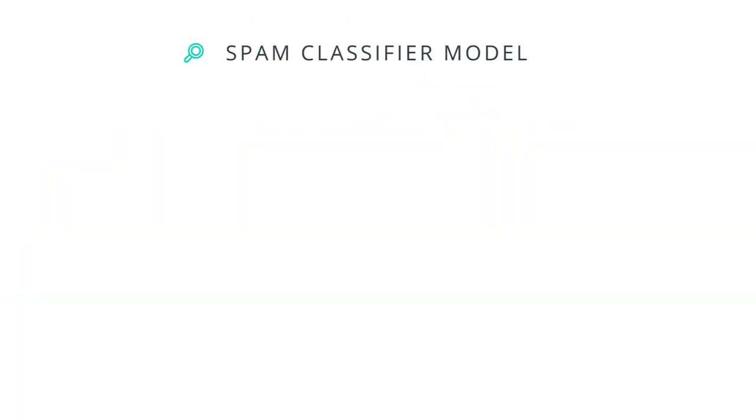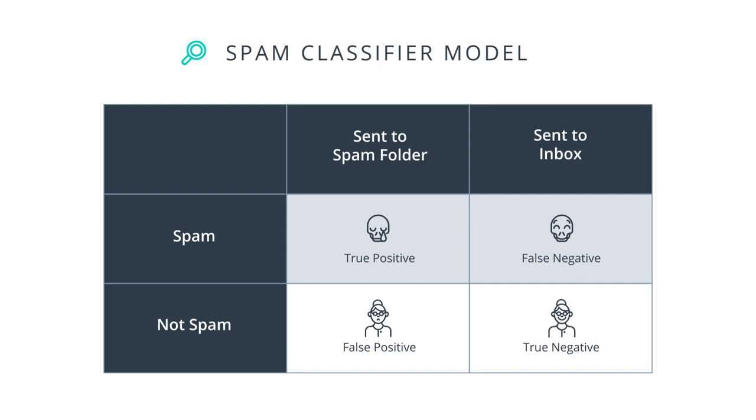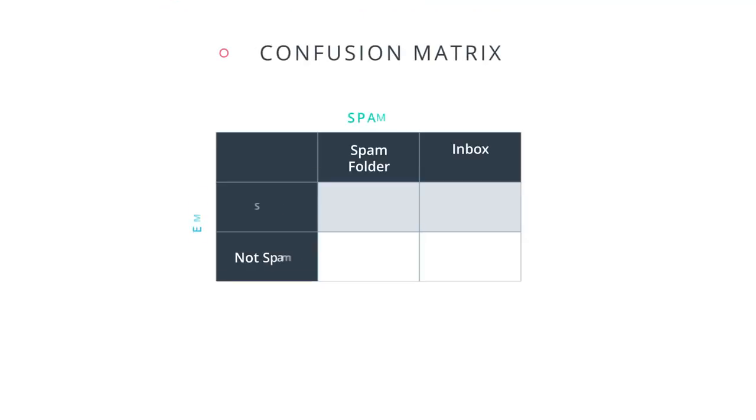Now let's look at the model for detecting spam email. There are 4 possible cases. When we get a spam email and the classifier sends it to our spam folder correctly, which is a true positive. When we get a spam email and the classifier incorrectly sends it to our inbox, this is a false negative. When we get a good email, for example from our grandma, and the classifier incorrectly sends it to our spam folder, this is called a false positive. And finally, when we get a good email and the classifier correctly sends it to our inbox, which is a true negative. And we can also find the confusion matrix for this model.